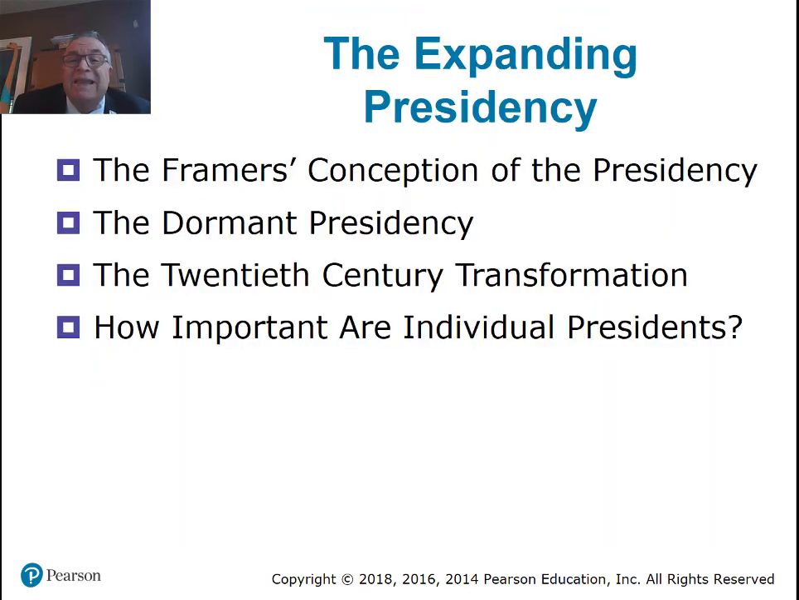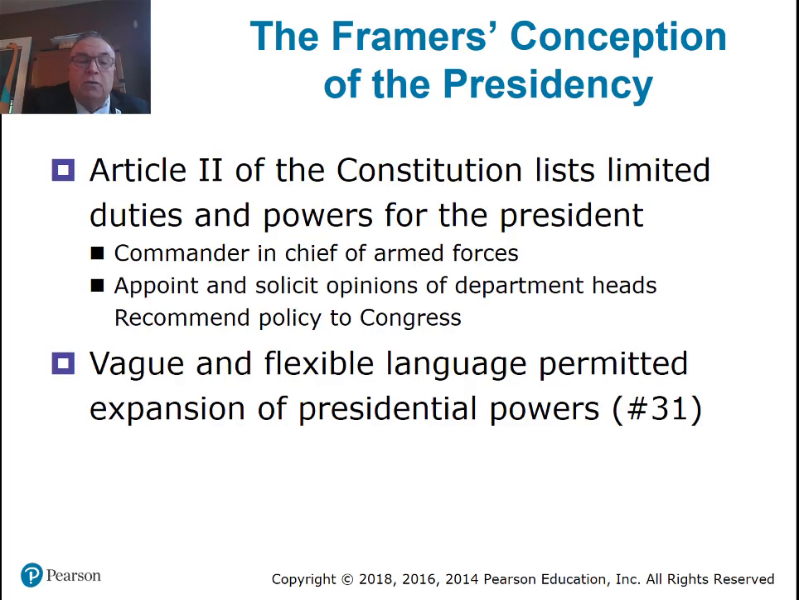So let's look at the theme of this chapter, which is the expanding powers of the presidency and how we got there. So Article 2 of the Constitution lists the powers as very limited. It's typically roles to play, and study guide question number 31 says, how did the framers look at the presidency? And the answer is, it was very vague. It was not necessarily things to do the way it was in Article 1. It was more hats to wear, roles to play.